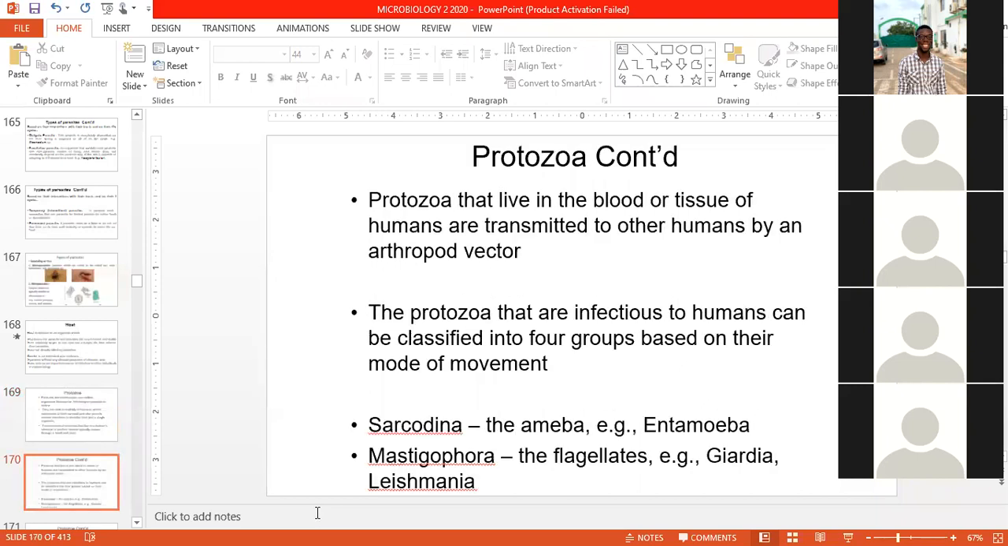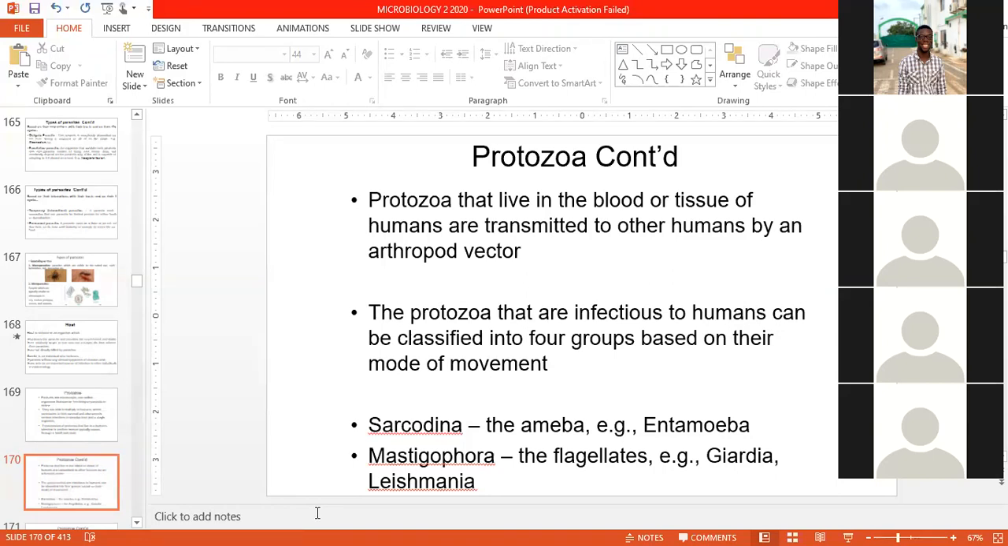Those that live in the blood or tissue require another host, which is an arthropod, as a vector to pick them from the original host to another. So, for example, a mosquito coming for a blood meal picks up gametocytes to go and fertilize its eggs, and then at the next feed injects sporozoites. We'll see that later.